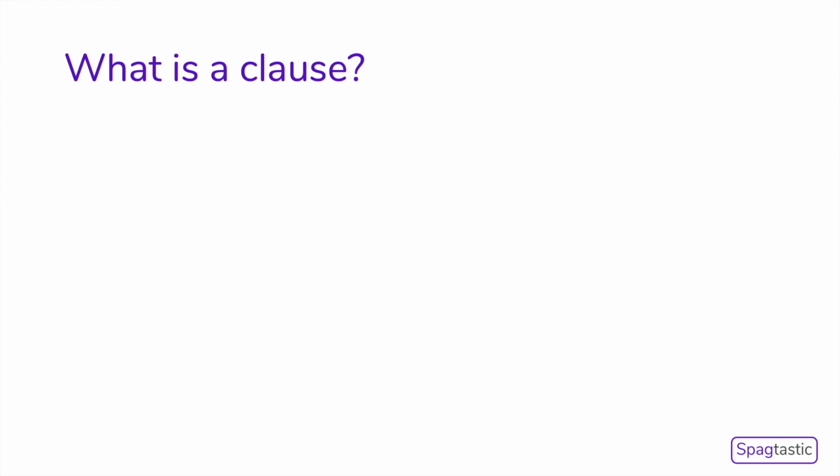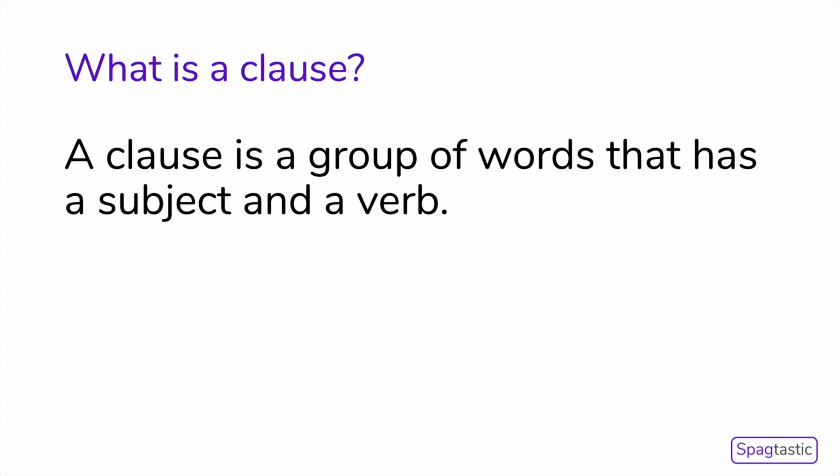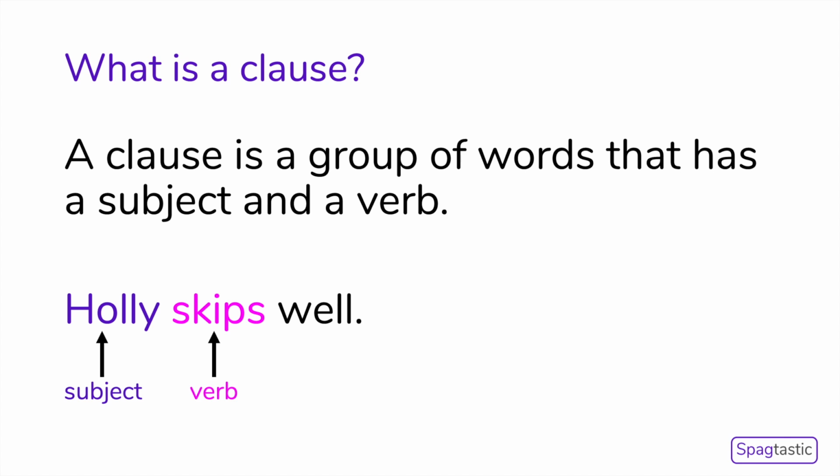Let's begin by thinking about what is a clause. A clause is a group of words that has a subject and a verb. A subject is the person, animal or thing that does the verb, and the verb is an action or being word. In the sentence, Holly skips well, Holly is the subject and skips is the verb.